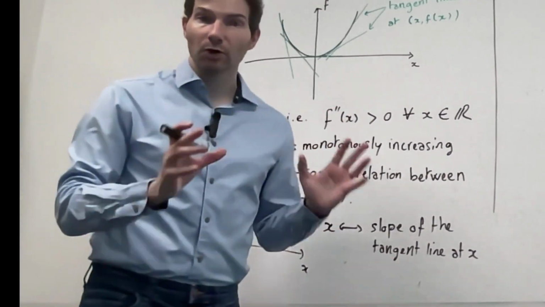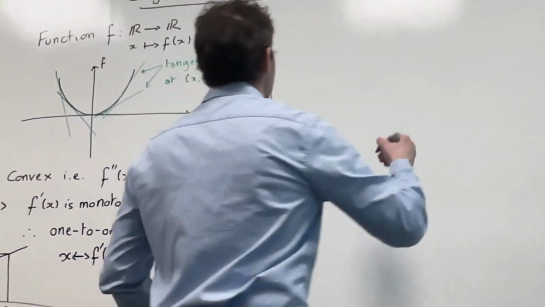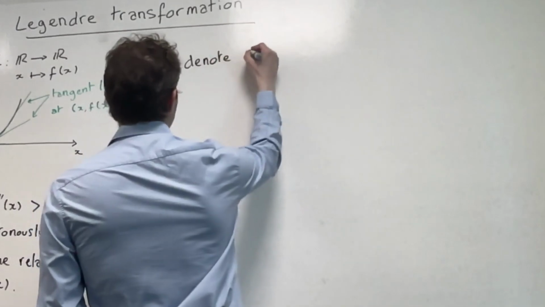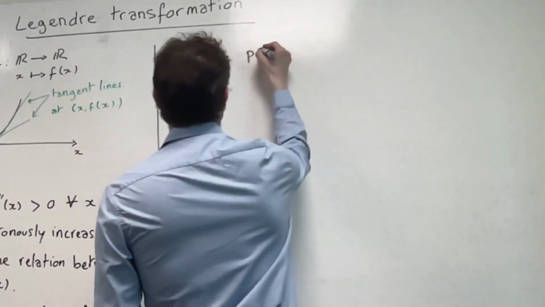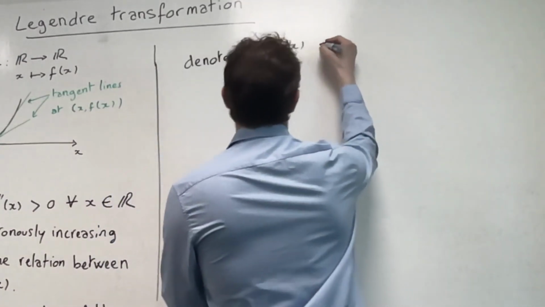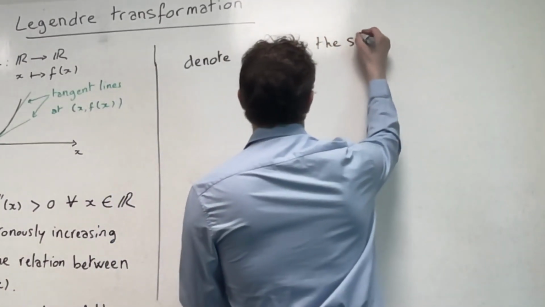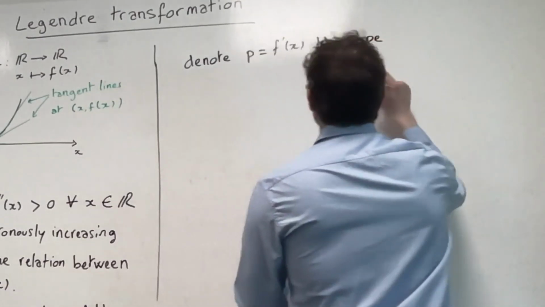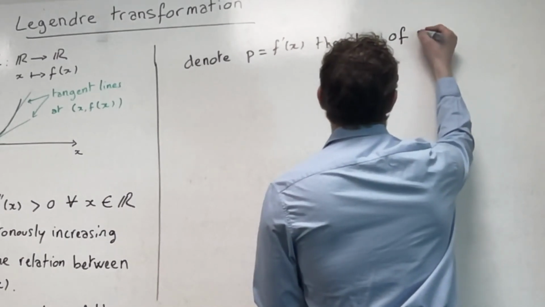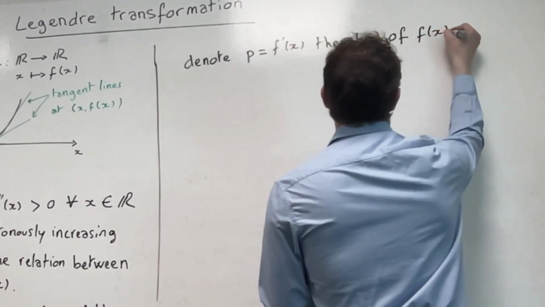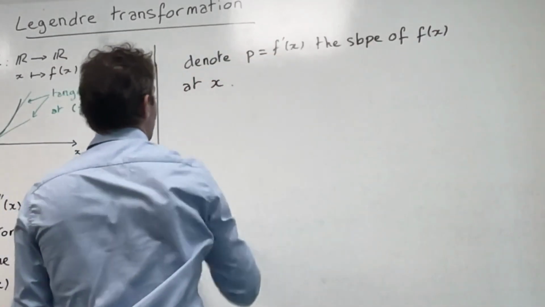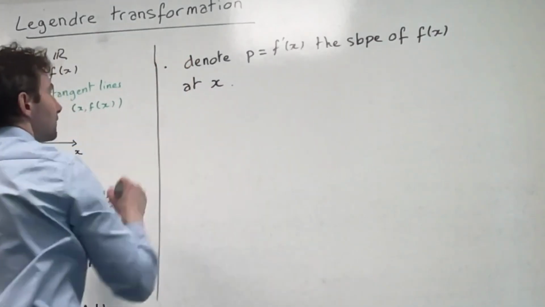So let's be a bit more specific here. We are going to denote p, and we say p is equal to f prime of x, the slope of f of x at x. Okay, so that's the first thing we do.